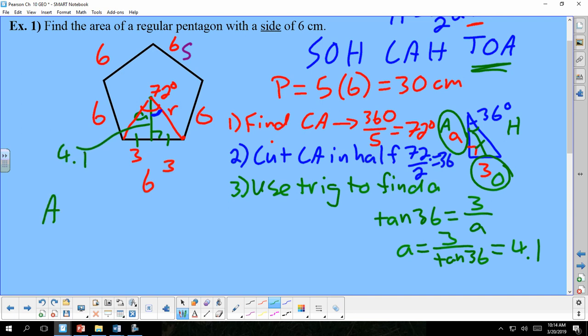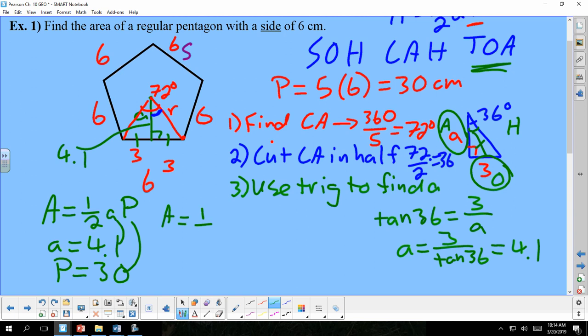So now I can calculate the area using 1/2 apothem times perimeter. I solve for the apothem, 4.1. My perimeter, as calculated up above, is 30. So plug each of those in. I get the area equals 1/2 times 4.1 times 30, and I get an area of 61.5. And in this case, we're talking about centimeters.